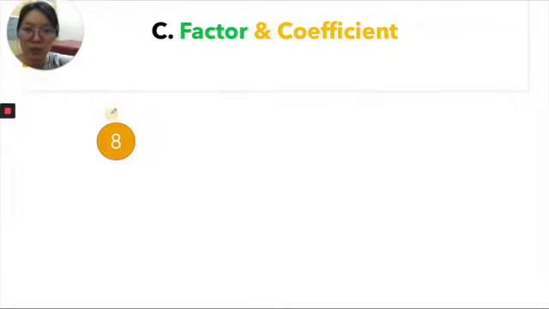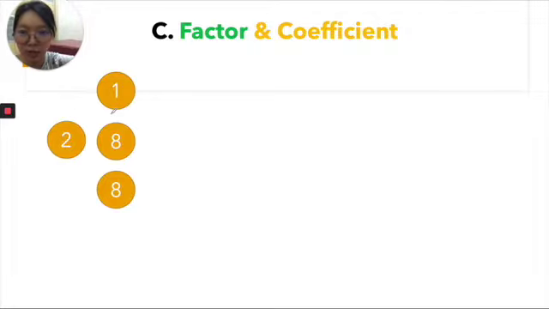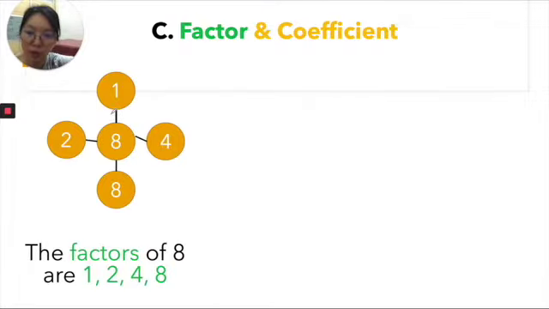Here is part 3, factor and coefficient. Let's recall chapter 2, factor. Tell me the factors of number 8. Factors are two numbers that multiply together to get 8. So 1 times 8 equals 8, so 1 and 8 are both factors of 8. Any others? Yes, 2 times 4 are also factors of 8. So 1, 2, 4, 8 are the factors of 8.